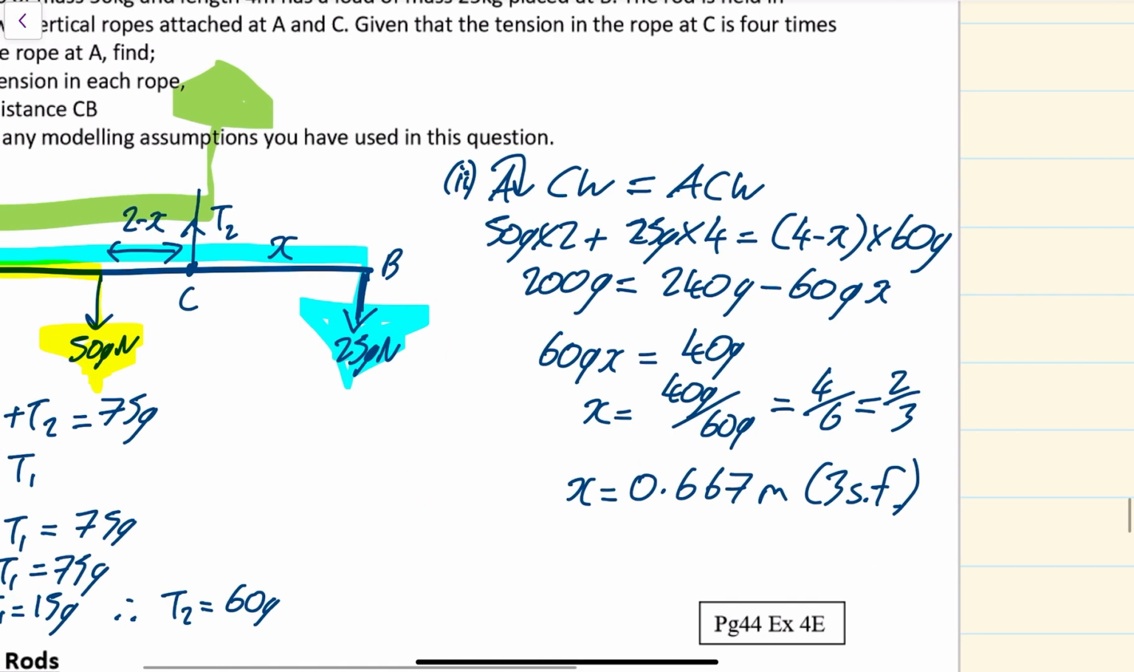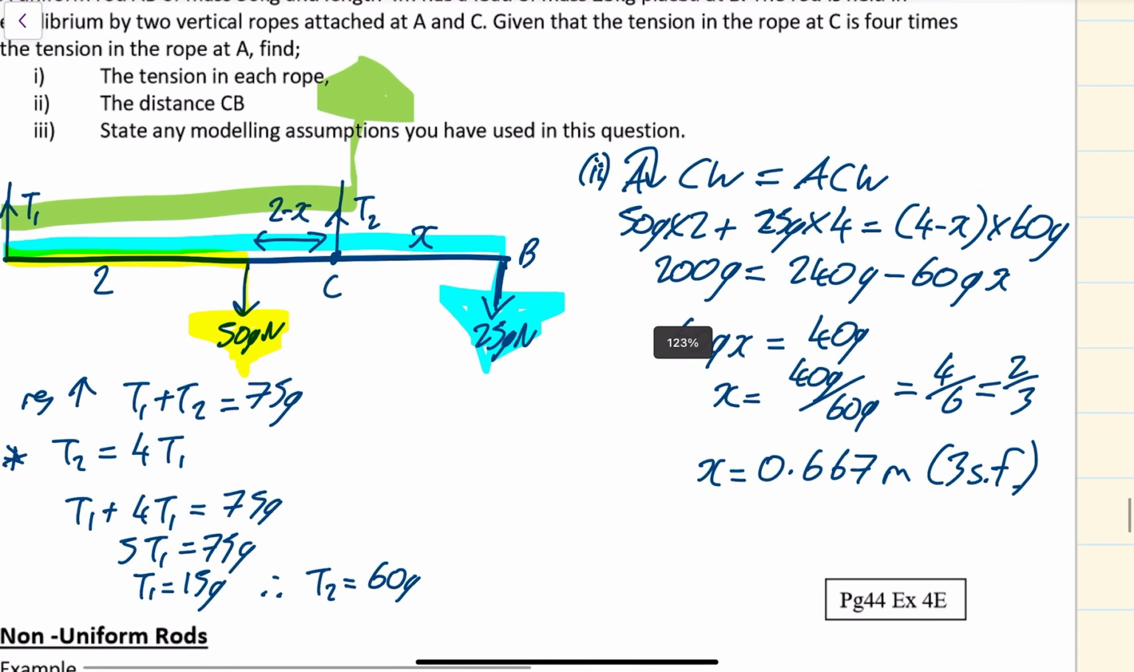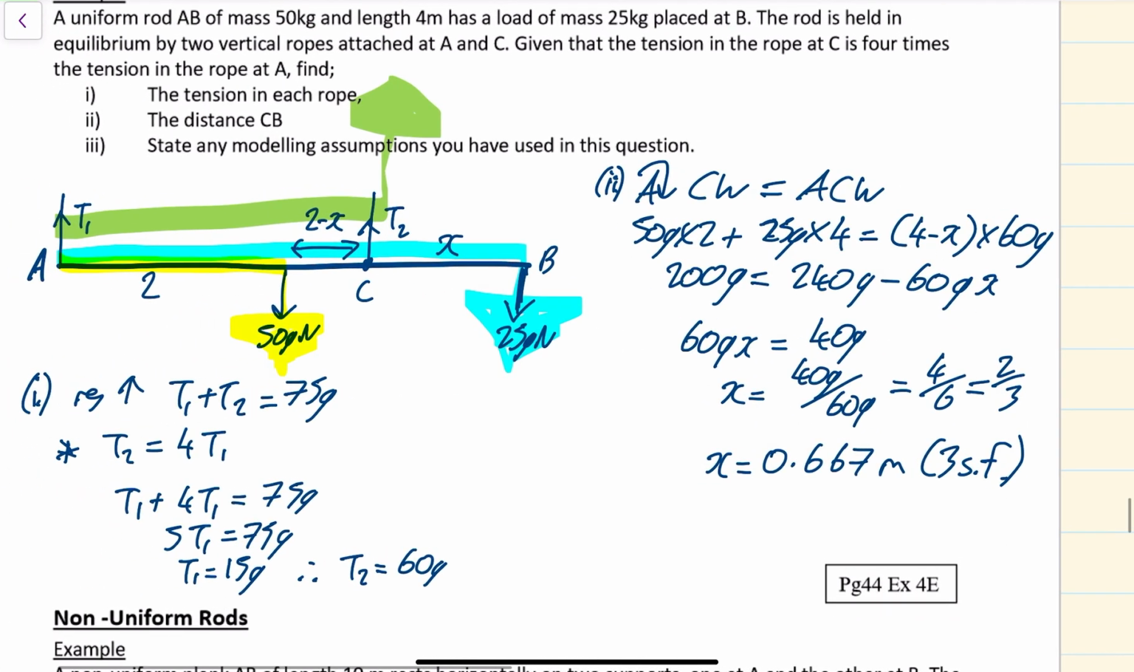Okay. That question, you could have done it either way. Why I changed my mind there, I was going to take moments about C. If I'd taken moments about C, this force here that I'm marking in red, and this force here would have had turning effects, but they would have included x. So it just minimized the amount of x's I had in my equation, taking moments about A. But if I'd done it that way, I would have got the right answer. You can try that and see for yourself.